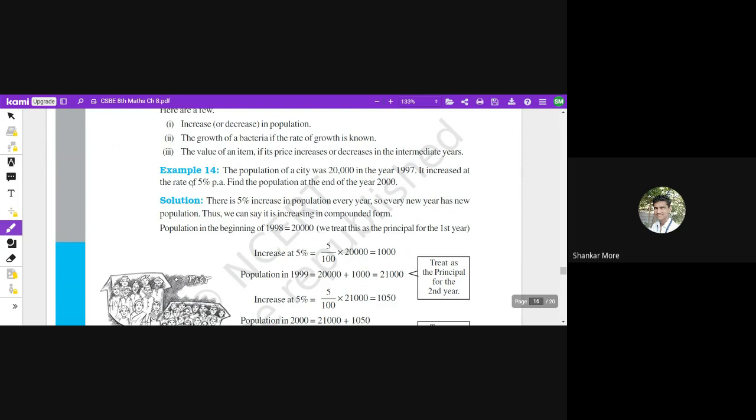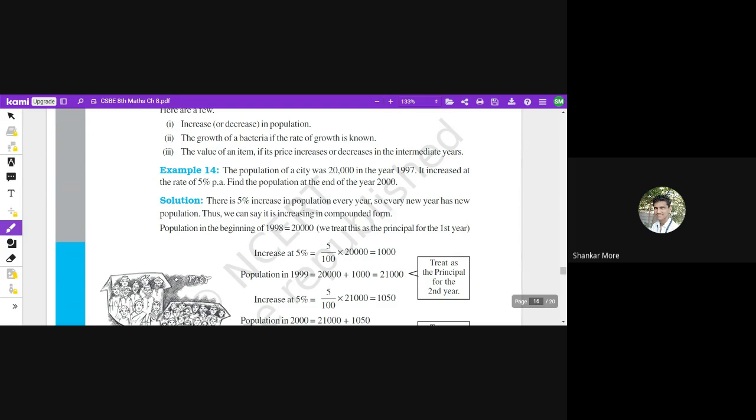So we'll take example 14th. The population of a city was 20,000 in the year 1997. It increased at the rate of 5% per annum. Find the population at the end of year 2000. So which formula should we use here? SI formula or CI formula? Which one should we use here?